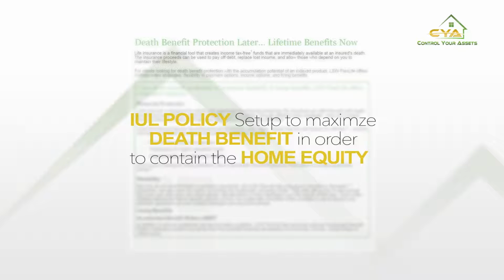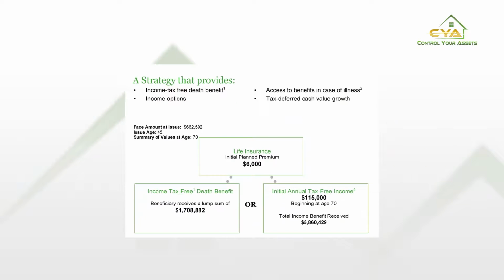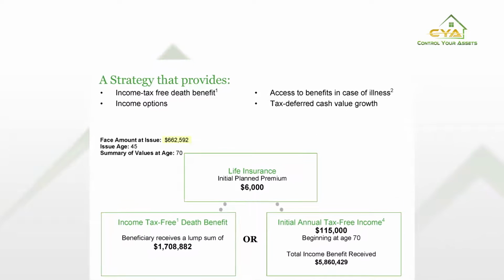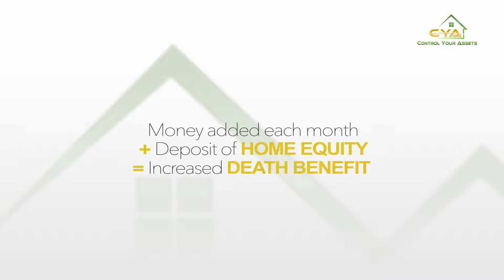John's IUL policy is set up to maximize his death benefit needed in order to contain the home equity that will be deposited into his policy at the end of the first CYA cycle. As stated in a previous segment, the extraction of the home equity is accomplished through either a refinance or a line of credit. His initial IUL death benefit is set to be $662,592, and the policy is set up with an increasing death benefit. So as money is added to the policy each month through his premium payments and the deposit of home equity, the death benefit will increase.